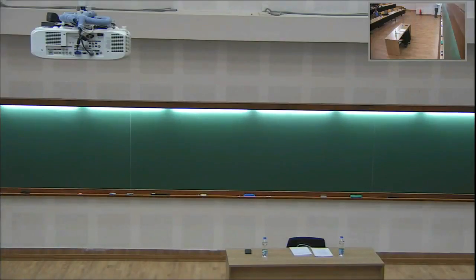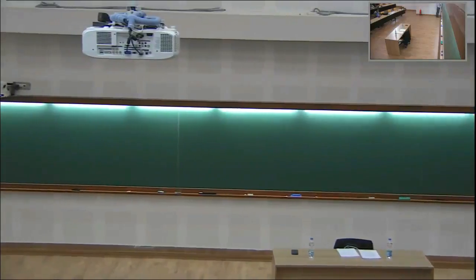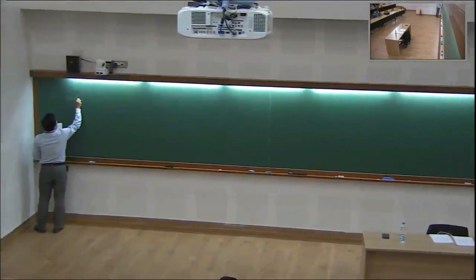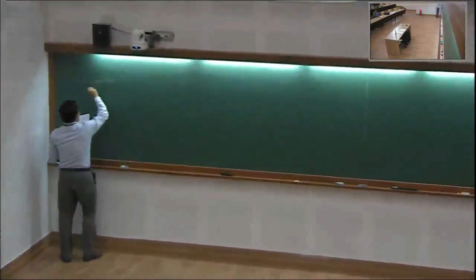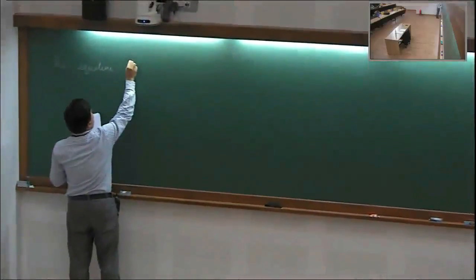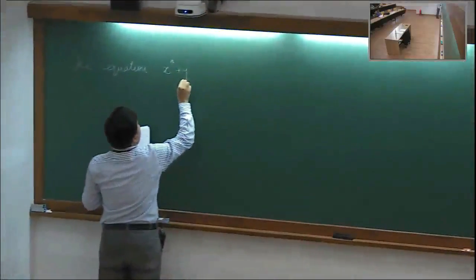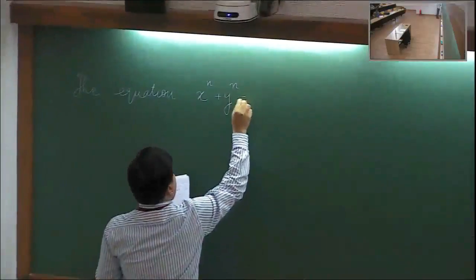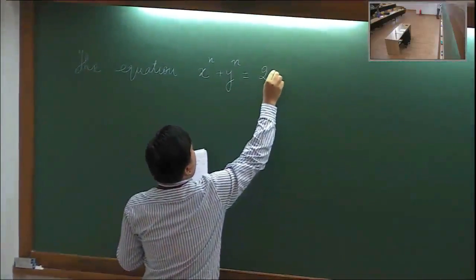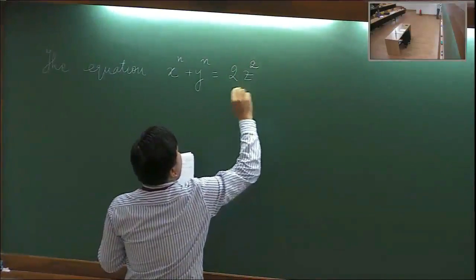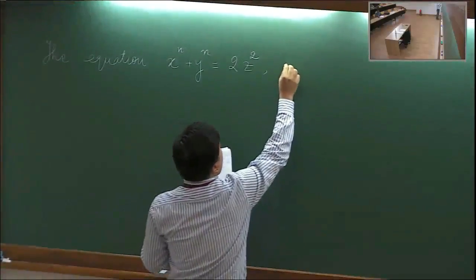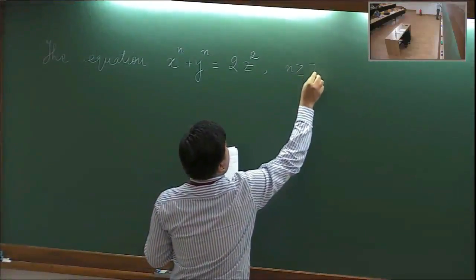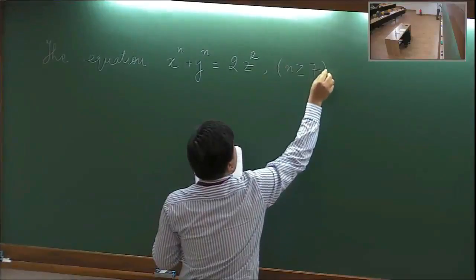Find solutions of this equation. Okay, so the equation is x to the n plus y to the n equals 2 times z squared, where n is bigger than or equal to 7.